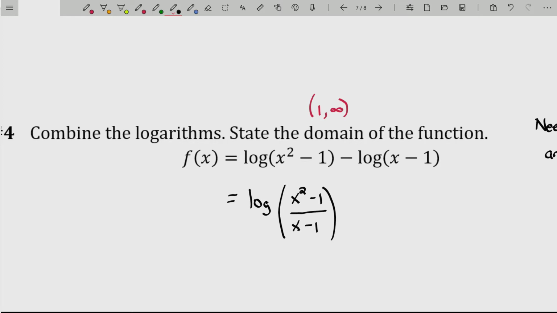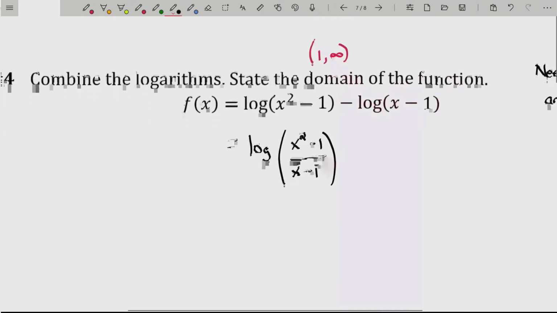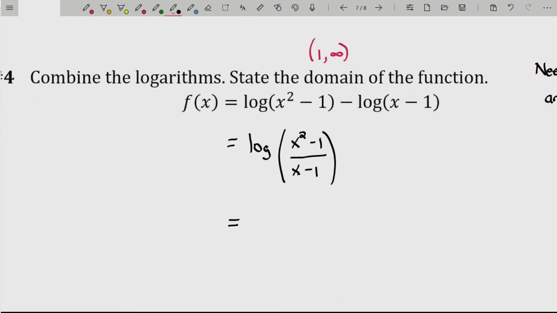Now remember, do some algebra. That is a difference of squares in the numerator, so it's an x minus 1, which will cancel with the x minus 1 in the denominator, and you'll end up with this. Still, even though it looks like the domain of this could be any x value greater than -1, it's not true. The domain is that right there, 1 to infinity.